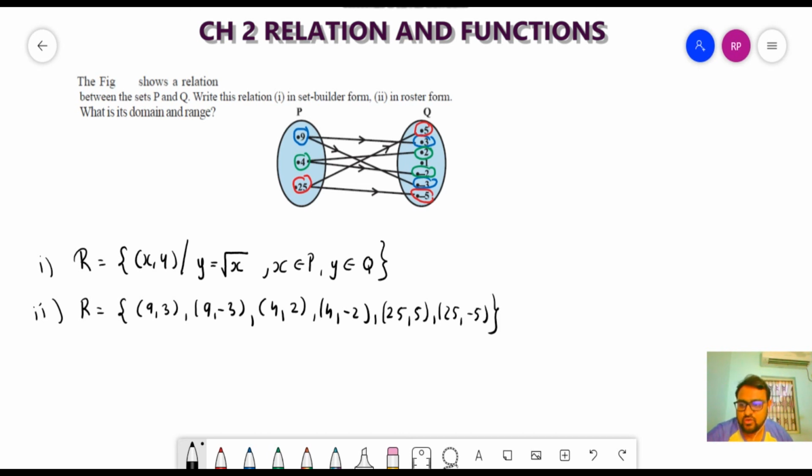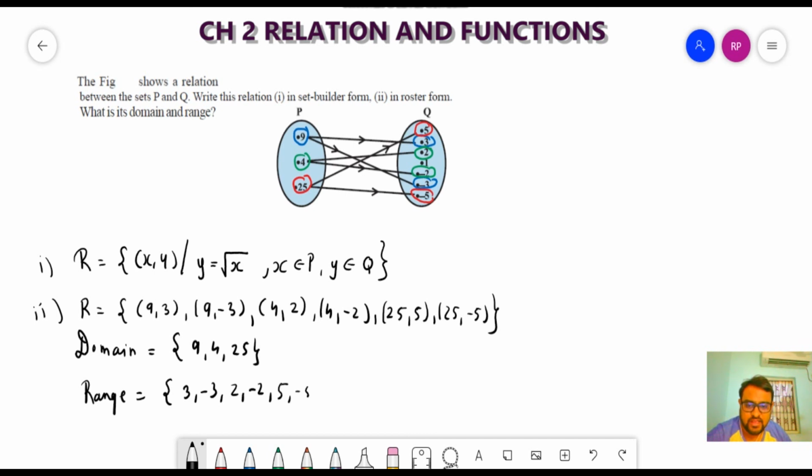Okay, now the third question, its domain. Now what is the domain? The set of all the first elements. So 9, 4 and 25. What is the range? The second elements, means the images of 9: 3, minus 3, 2, minus 2, 5, minus 5. Clear? And if codomain was asked, then I would add one more element, that is 1. Clear? So this was the question. Just note it down.